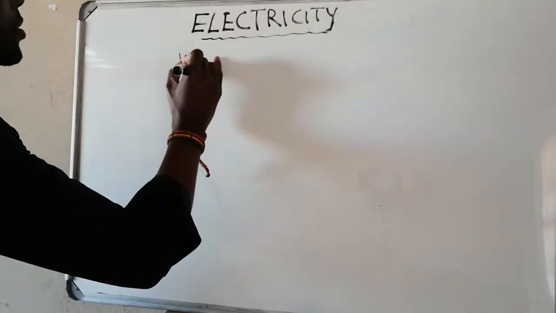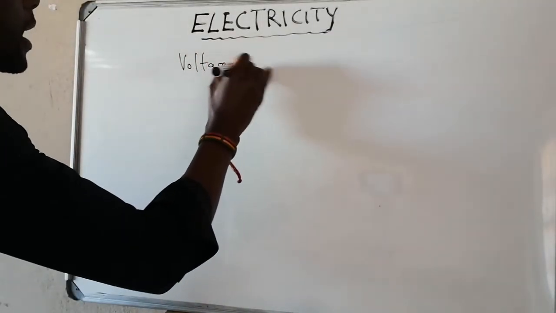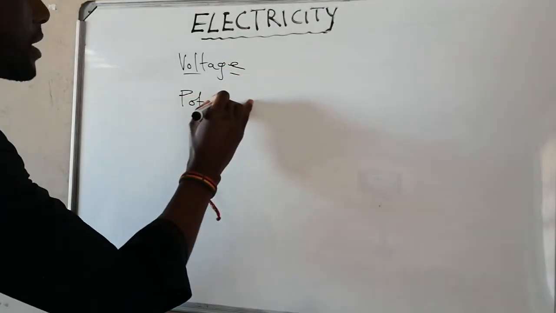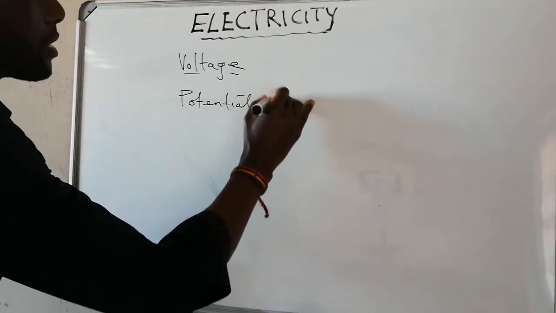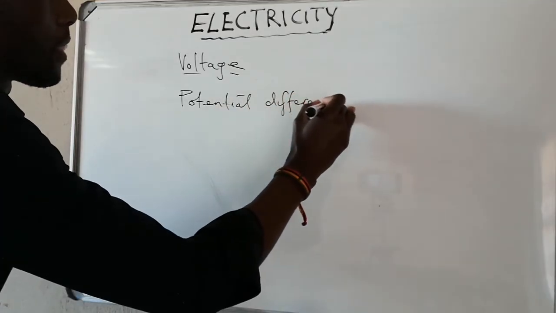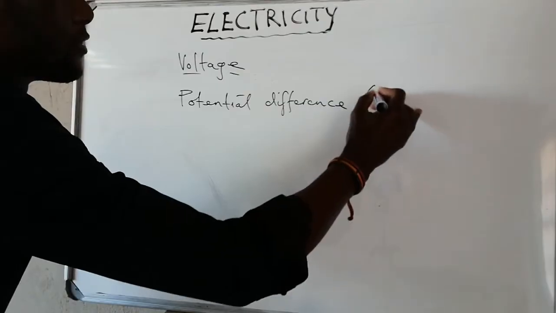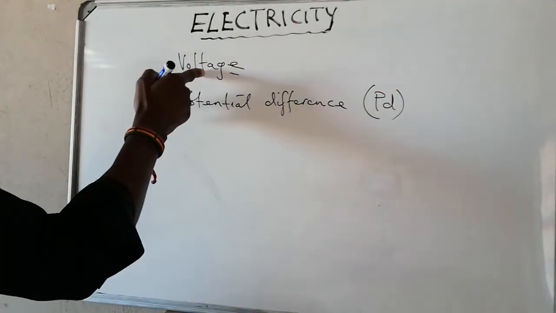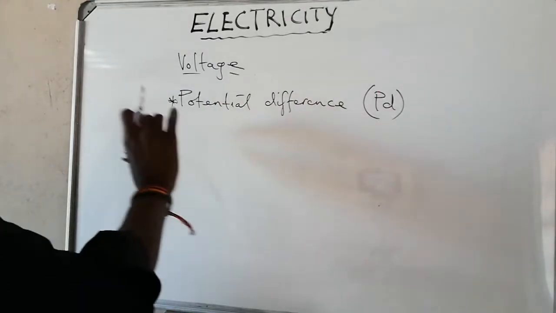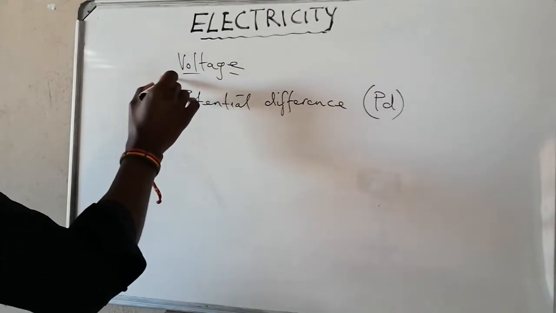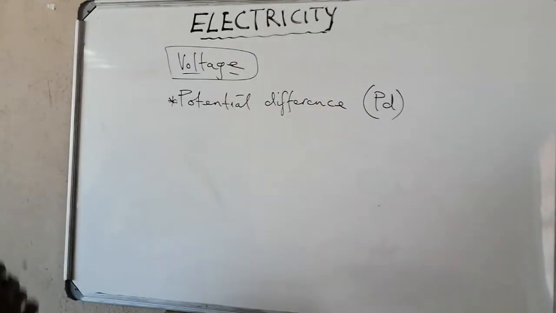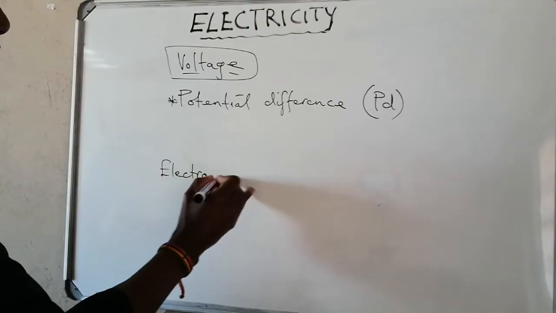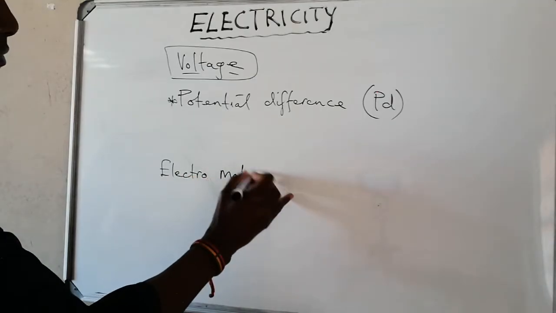The other thing that I want us to take note of is under voltage. Under voltage, you have what is called potential difference. They will abbreviate this to say PD. Potential difference is a voltage. The unit for potential difference is still volts. So keep in mind, I'm just talking about voltage. And there is also what is called electromotive force.